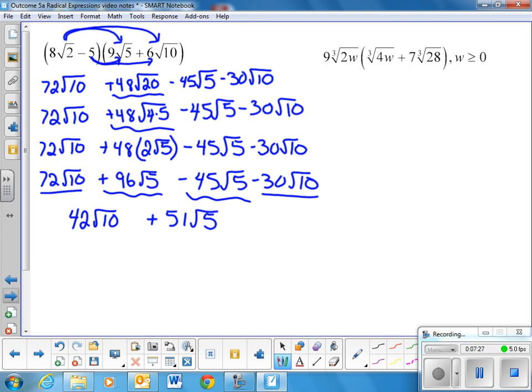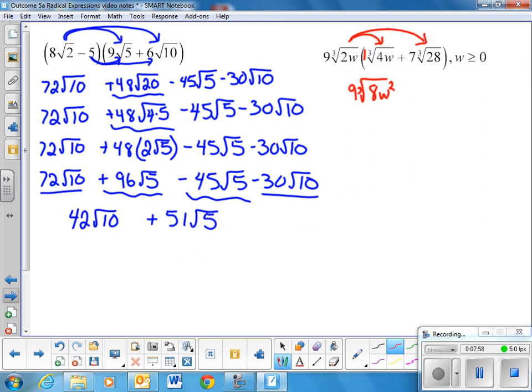Last example is a cube root. We have one term out front being multiplied by a binomial. So one term times two terms means I should have two terms in the first step. First one comes from multiplying these two together. The number out front of the second radical is the number 1. So 1 times 9 is 9. Under that cube root sign, 2 times 4 is 8. W times W is W squared.